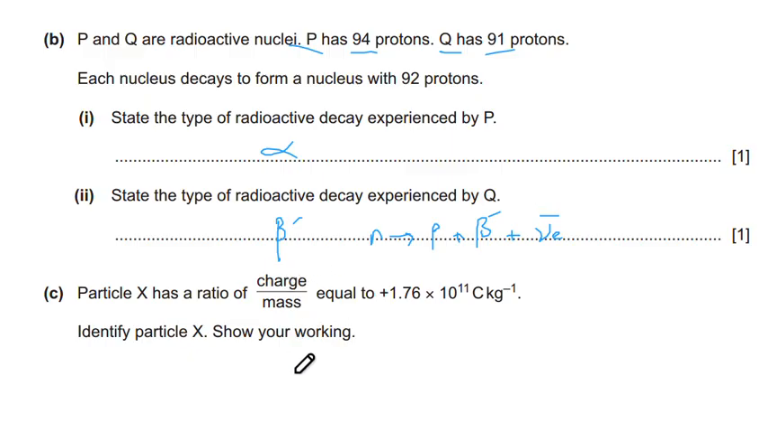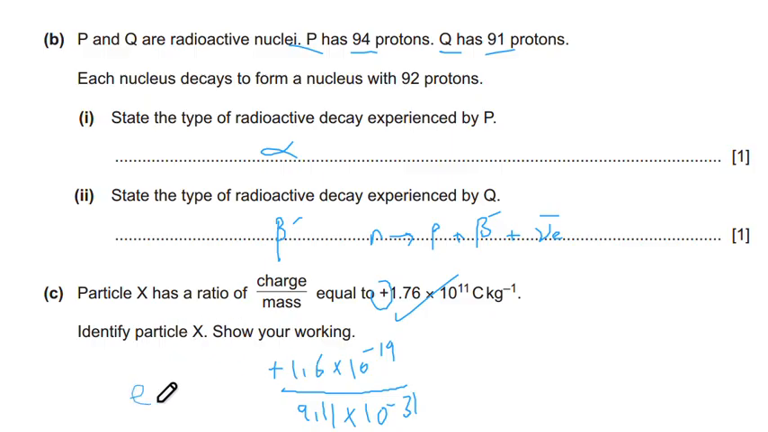So we know that charge is 1.6, this is the elementary charge. And if we divide it by the mass of proton, we will not get this number. If we divide it by the mass of electron, we will get this number. But here is a positive sign, so this is positive, so the particle is positive, a beta positive particle.